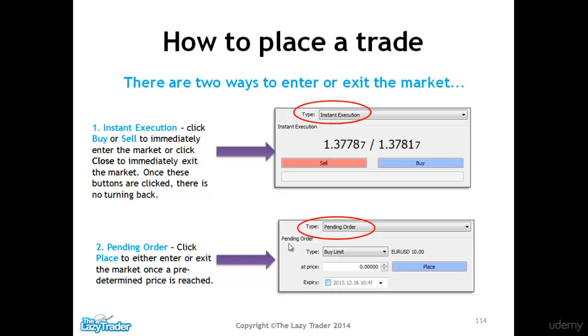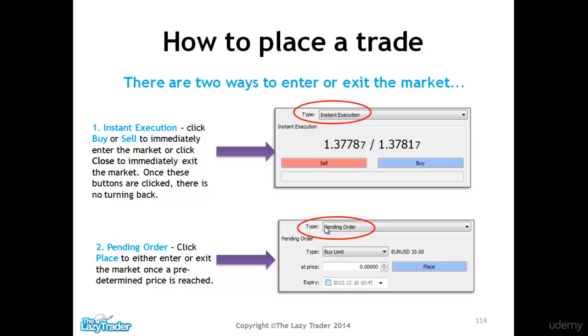So we are more prone to having pending orders, where we just set an order up with our broker and we just let the market come to us. We don't want to come to the market. We have the requirement that the market needs to come to us before we're actually even entered into the trade. And if it doesn't come to us, then that's absolutely fine. We'll just let it do its thing.